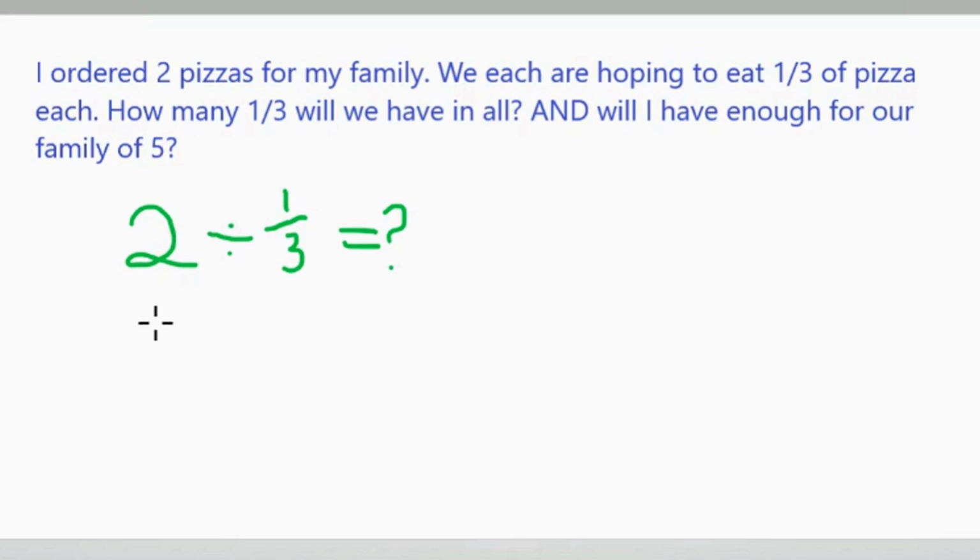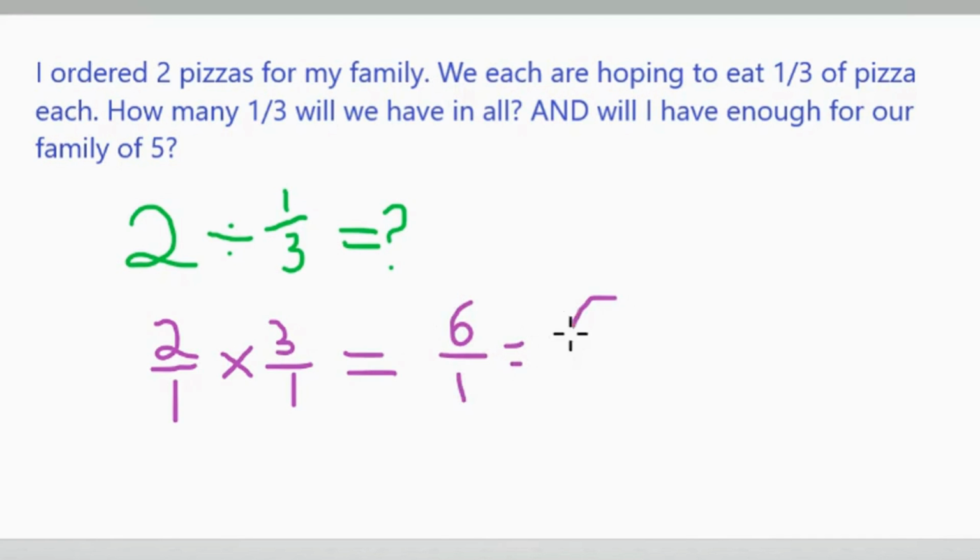So 2, if you think of it as a fraction, is 2/1. So that stays the same. Your division becomes multiplication. And then your 1/3 is going to flip to be 3/1. That flip of that fraction, the new fraction, is called its reciprocal or its inverse. So now we just multiply. A way to remember this is keep, change, flip. So 2 times 3 is 6, and 1 times 1 is 1. So 6/1 is equal to 6 1/3 pieces.